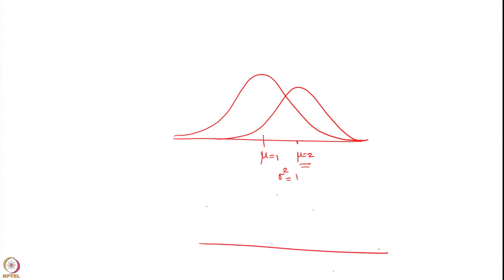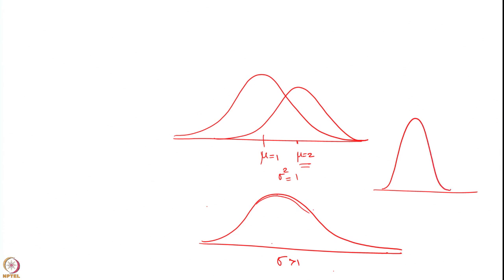With respect to sigma, you can imagine, if sigma is larger, the distribution spread is larger. This should be sharper. This shows that sigma is probably greater than 1. And if the sigma is smaller, the distribution becomes even narrower.